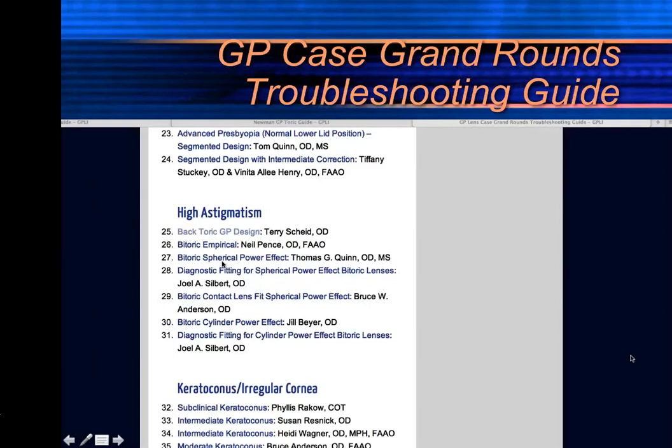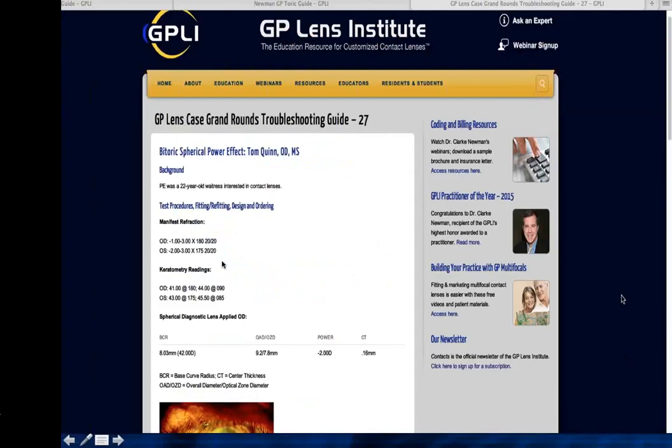So let's look at Tom's bitoric spherical power effect. These cases are very concise. They're like 4 pages long. They all have the same outline, but they're all different in the sense that they're a separate case. We'll have a back toric, we'll have an SP bitoric, a CP bitoric. We'll do all separate cases. Tom did bitoric spherical power effect, and it'll give the background, the test procedures, fitting, refitting, design, and ordering. So it'll give all the pertinent information.